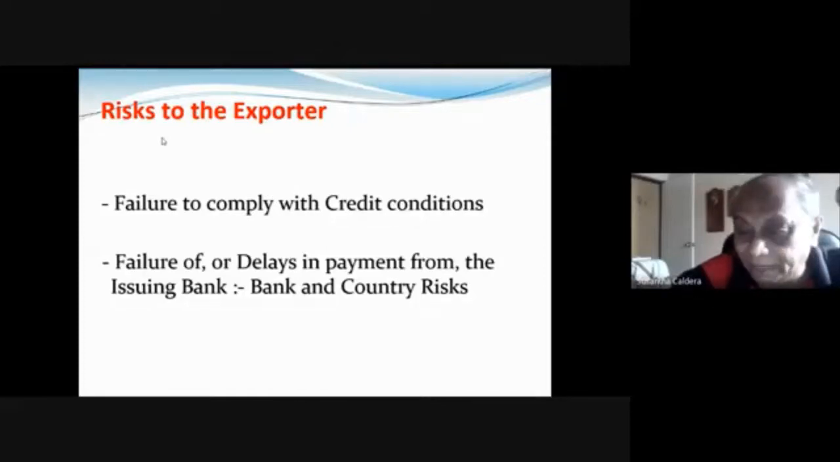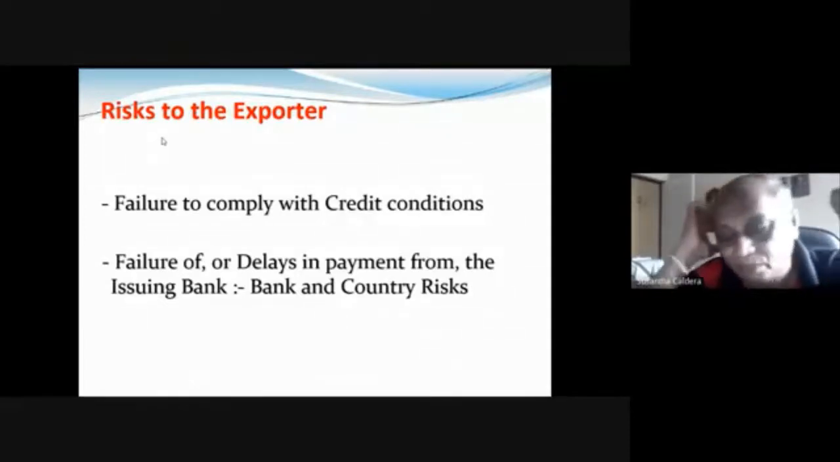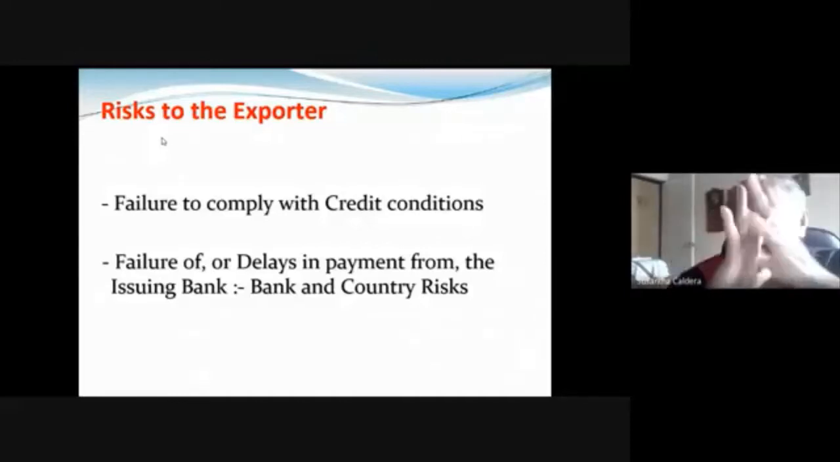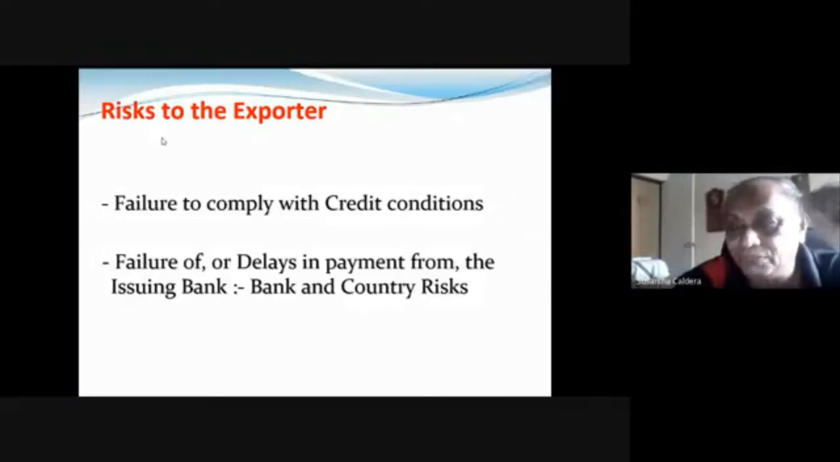We had a bank in Colombo, BCCI, Bank of Credit and Commerce International, a Pakistani bank. That bank was bankrupt and the Sri Lankan branch was closed down within one day.